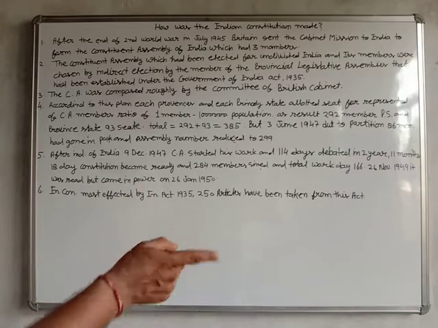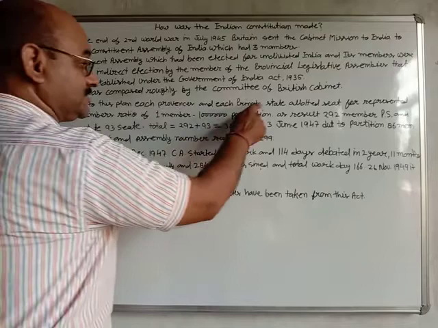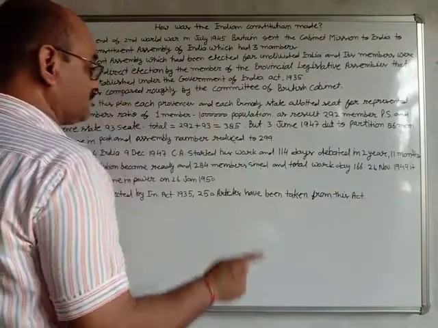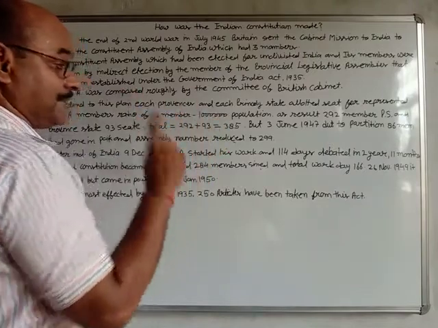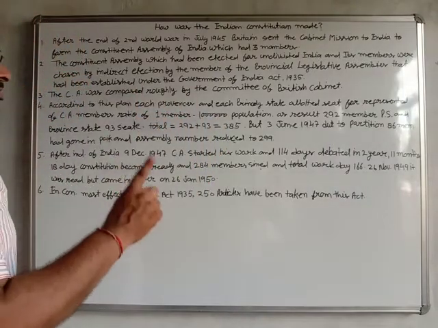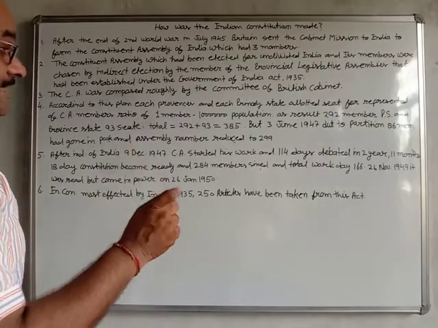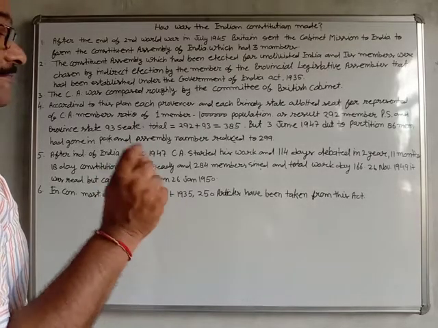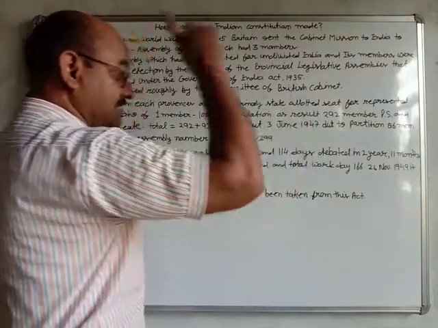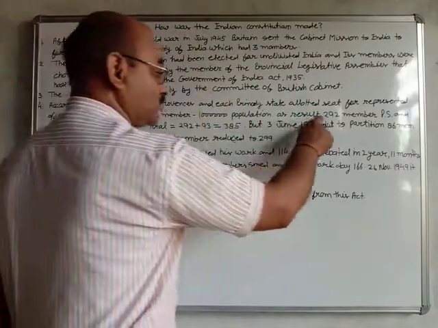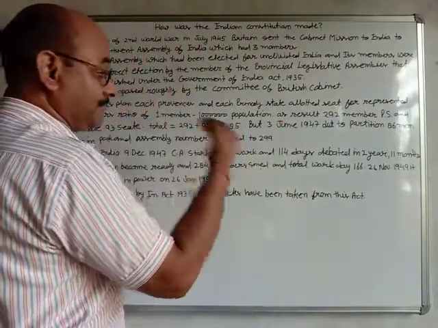One member from each province and each princely state will be sent on behalf of 10 lakh population. It means 1 member will represent 10 lakh people of India. So as a result, according to the population of India at that time, 292 members came at 1 member per 10 lakhs.